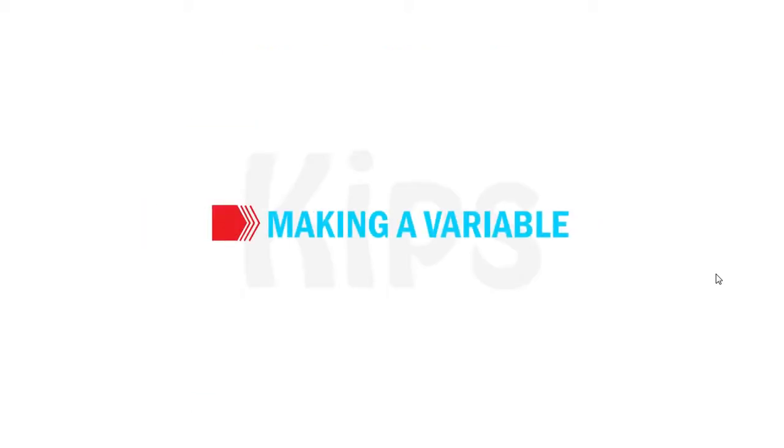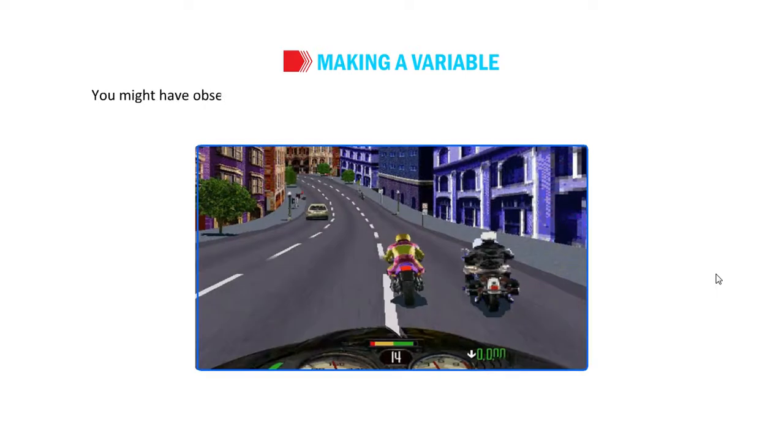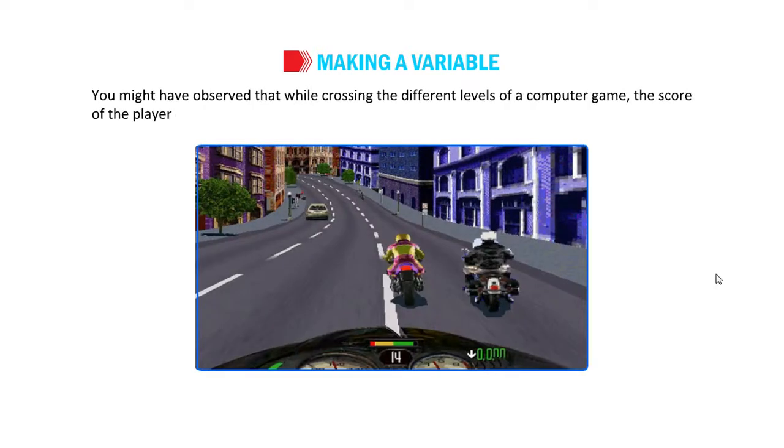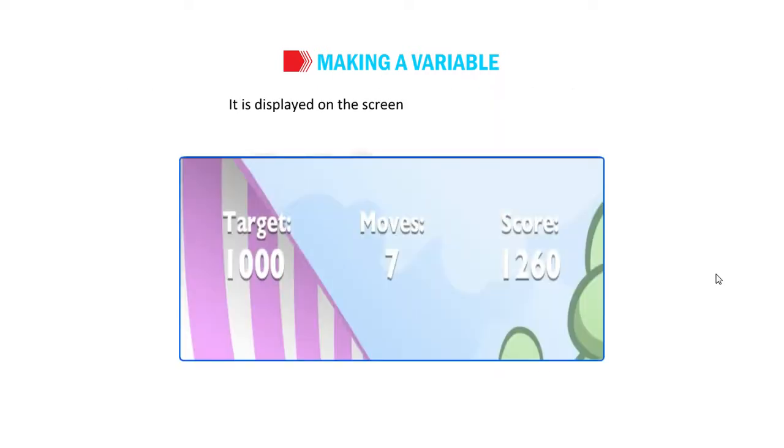Let us learn how to make a variable. You might have observed that while crossing the different levels of a computer game, the score of the player either increases or decreases. It is displayed on the screen at the end of the game. To store these score values, variables are used.